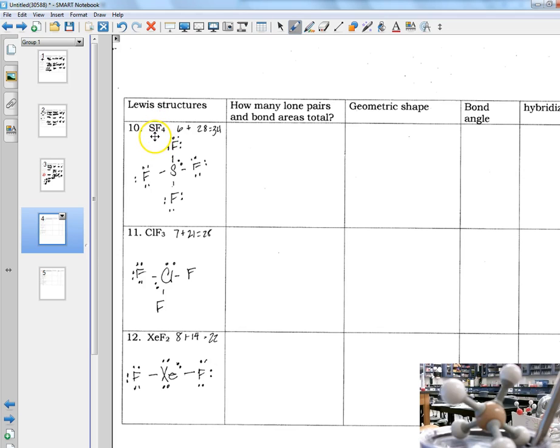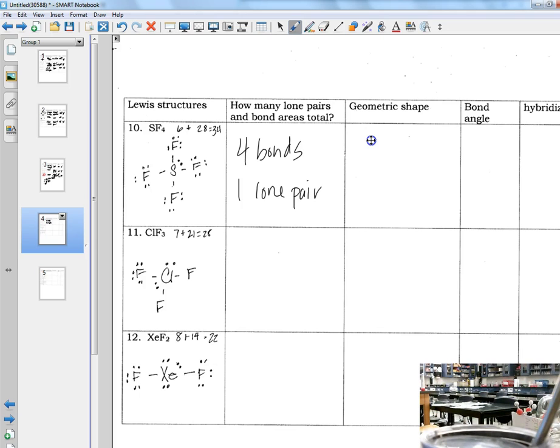The next one, sulfur tetrafluoride, 6 plus 28 adds up to 34. If we put electrons around our 4 fluorines, that adds up to 32. We're going to have 2 additional electrons for a lone pair. So here we have 4 bonds and 1 lone pair. Our shape, therefore, we lose one of the middle guys. We make a seesaw.